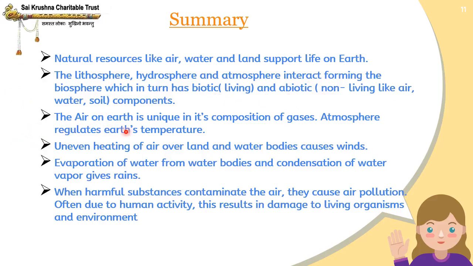The air on Earth is unique in its composition of gases. The atmosphere regulates Earth's temperature. Uneven heating of air over land and water bodies causes winds. Evaporation of water from water bodies and condensation of water vapor gives rains. When harmful substances contaminate the air, they cause air pollution. Often due to human activity, this results in damage to living organisms and environment.